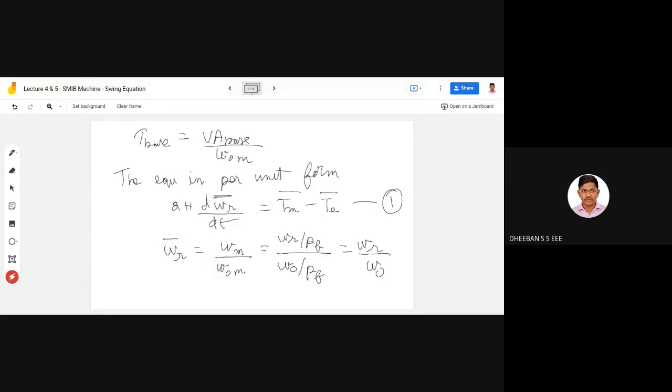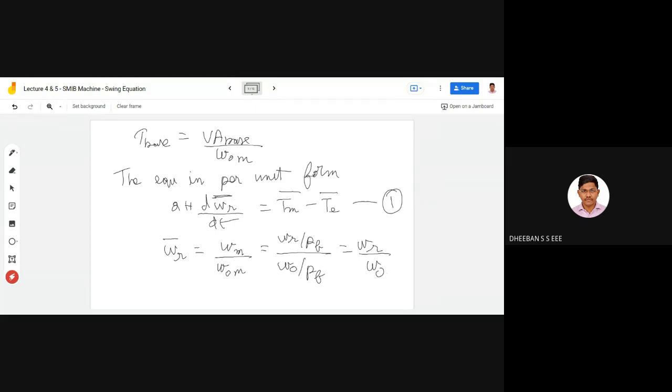And after this, till this point we are speaking everything with respect to your mechanical angular velocity, mechanical radian per second. After this point, we will be converting this into the electrical radian, that is electrical angular velocity. We are converting from mechanical radian per second towards your electrical radian per second. So that's the key point over here.